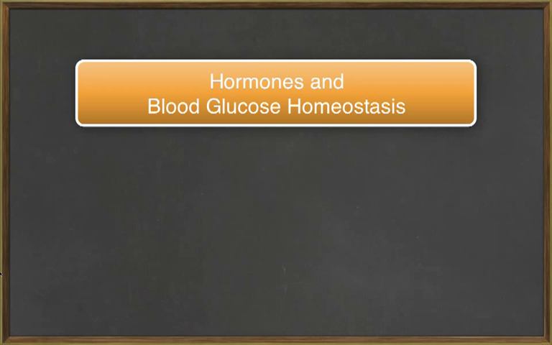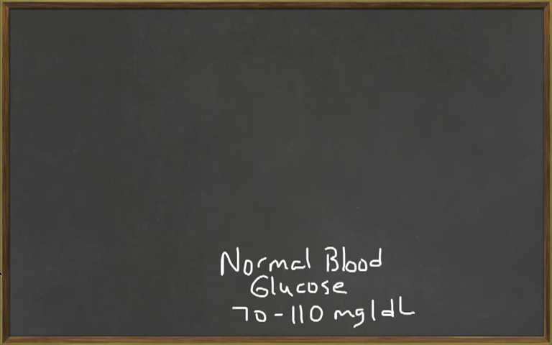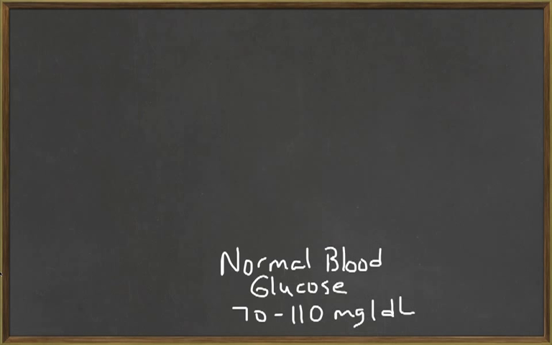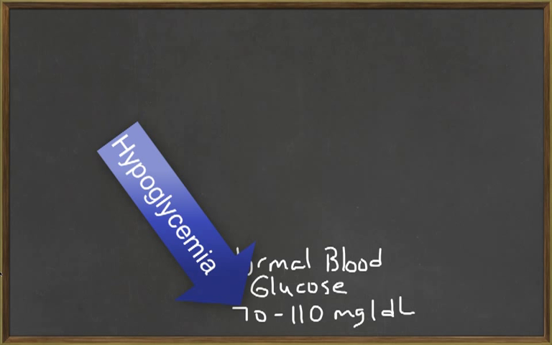This segment is on the homeostasis of normal blood glucose levels. Normally, blood glucose levels are 70 to 110 milligrams per deciliter. When the blood glucose level gets out of this range, it can cause a lot of problems for the body. If the blood glucose level gets above 110, we call that hyperglycemia. If the blood glucose level gets below 70, we call that hypoglycemia.